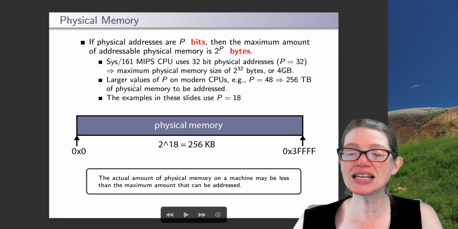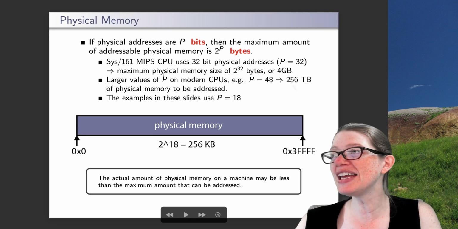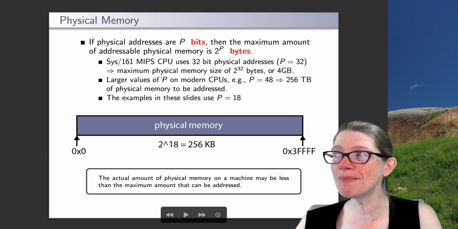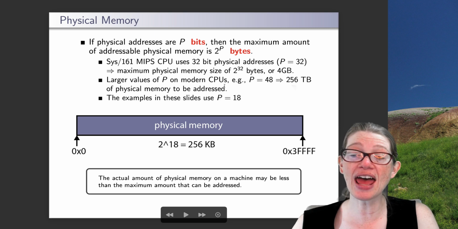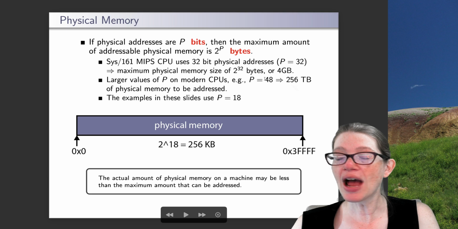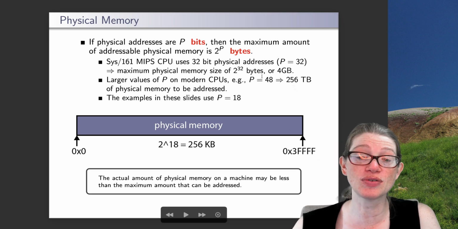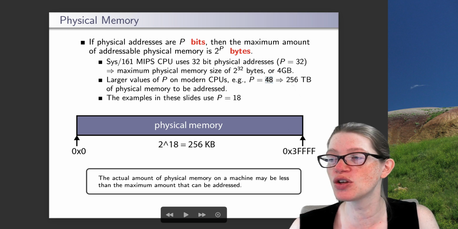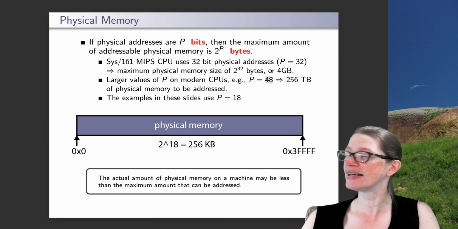So it is possible, obviously, to use bigger and smaller values of p. For example, in the 80s, p was 16. It was a lot smaller. And in the 90s, it was 32. And now we tend to use 64 or 48. Now, how much memory does that give us access to? How many bytes could we actually address if we used 48? If you use 48 bits to address your physical memory, then you can access 256 terabytes of physical memory.